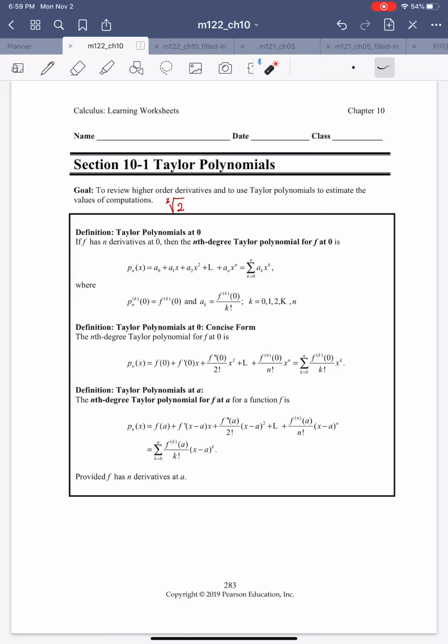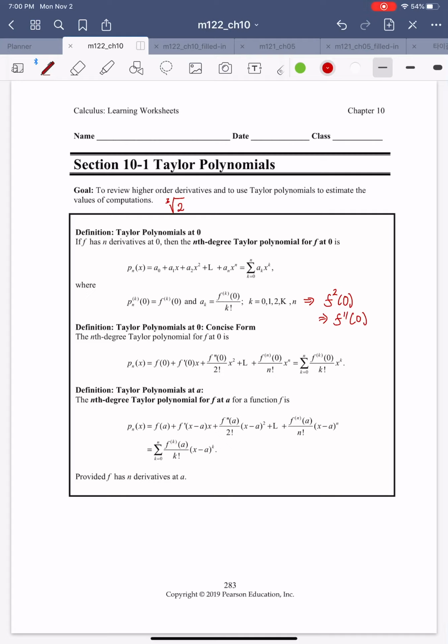Where a sub k is f to the k at 0 over k factorial. So f superscript k at 0, this term is used as the kth derivative of the function. So if you have f superscript 2 at 0, that means second derivative. Let me elaborate a little bit. f superscript 2 at 0 does not mean an exponent. This means second derivative at 0. So you can think of that k value as the number of times that you need to differentiate.